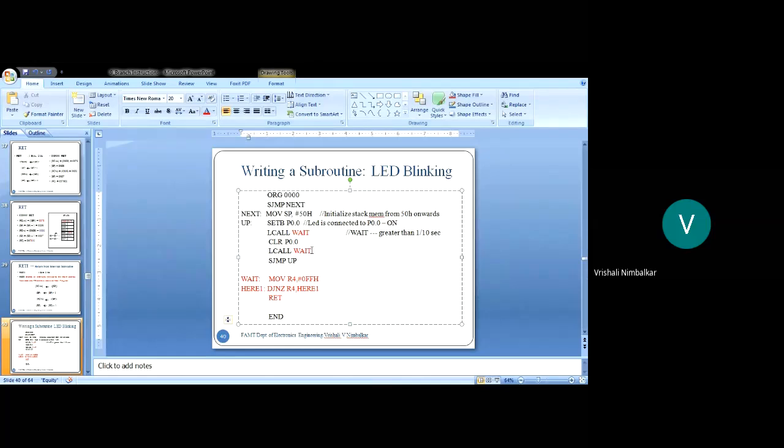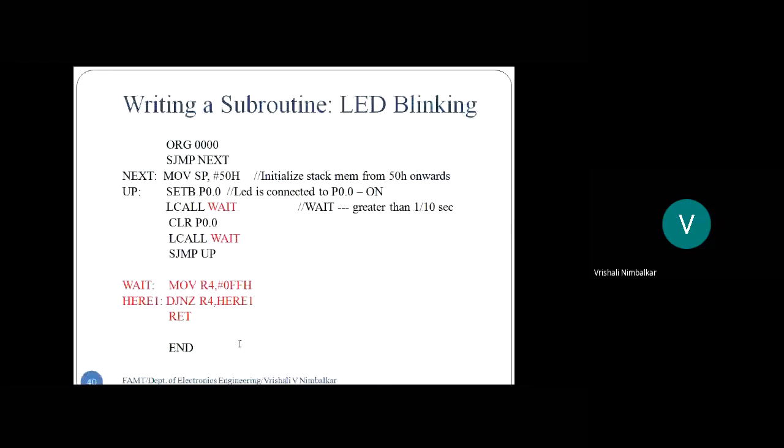Okay. So S jump, that's an unconditional jump, an unconditional loop where you set the bit, wait, clear the bit, set the bit, wait, clear the bit. Okay, right? So the second problem was continuous blinking. So an unconditional loop, S jump up, right?